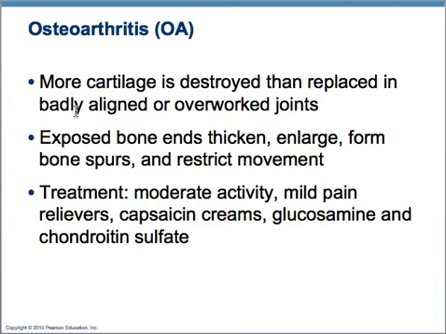So what happens is the exposed bone ends thicken and enlarge, bone spurs can form, and this restricts movement in the joint. Treatment includes moderate activity, mild pain relievers, capsaicin creams rubbed on top of the site, and glucosamine and chondroitin sulfate. These are all things that can help with the pain and inflammation in the area.